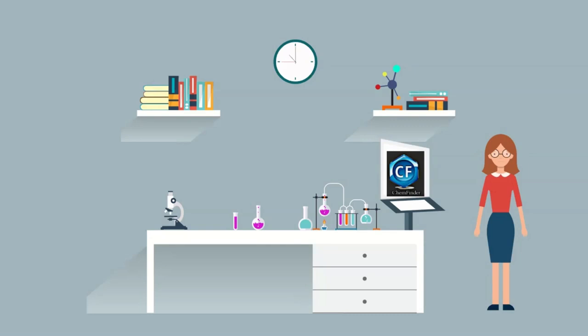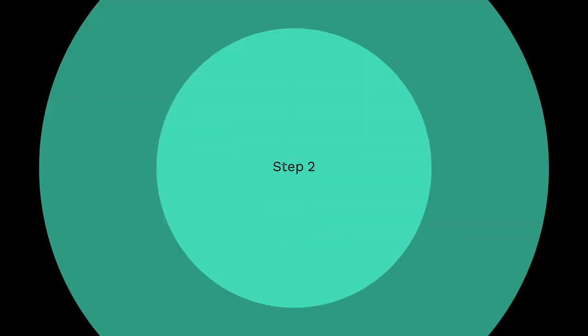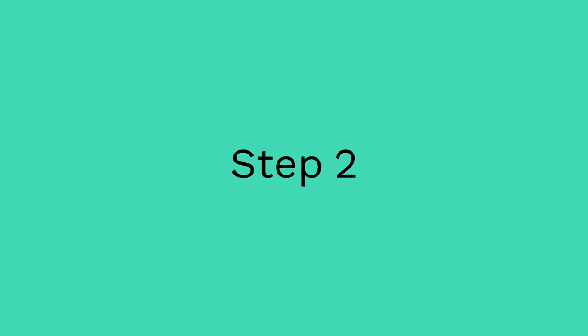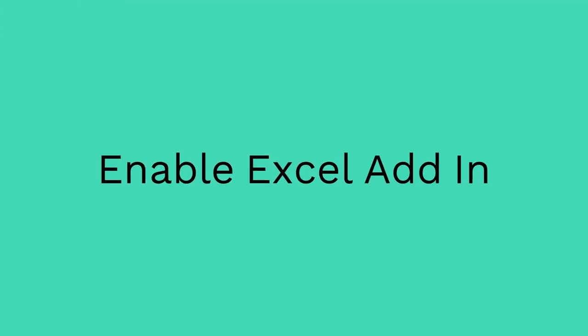If you have difficulties installing ChemFinder, contact your IT department. They should be able to walk you through the process. Now that you have installed ChemFinder, it's time for step 2. You will need to enable the ChemDraw for Excel add-in.